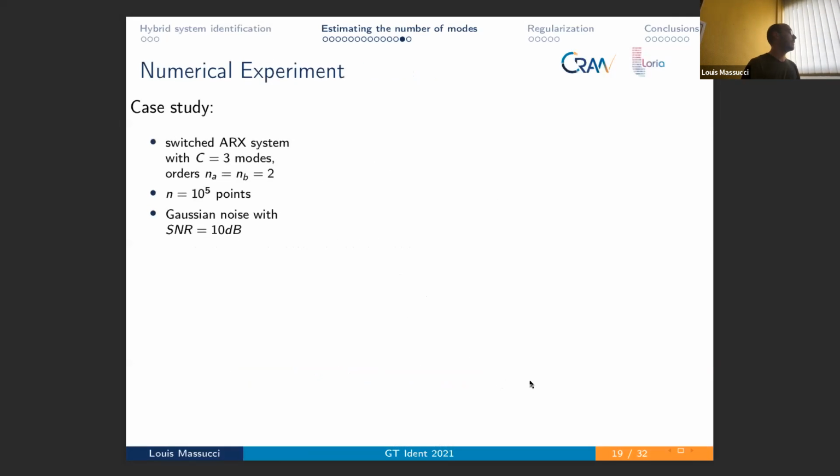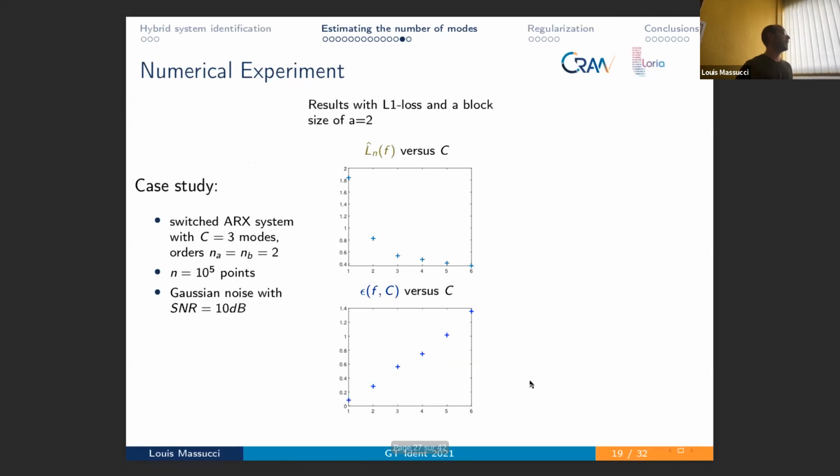So I illustrated this method in a numerical experiment. The case we study here is a switched ARX system with 3 modes of order 2. We processed 100,000 points under Gaussian noise with a signal-to-noise ratio equal to 10 dB. And so here in the middle of the slide, you have at the top the empirical risk, and at the bottom you have a confidence interval.